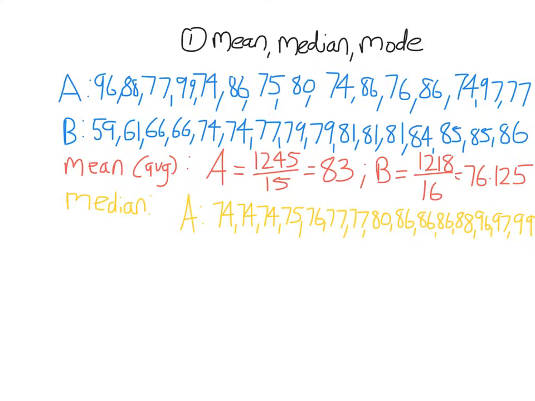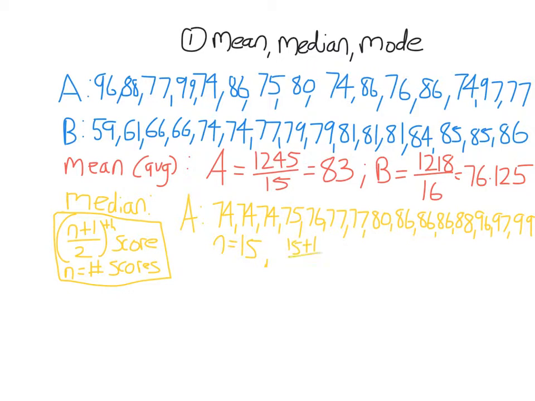It's hard to know which one, so a formula you might like to use is this. If you're not sure which is the middle score, you can take n, the number of scores, add 1, and divide by 2. That doesn't actually tell you the median, it tells you which score is the middle one. In A, n equals 15 because there are 15 scores. So 15 plus 1 over 2 gives 8. That means the median is the 8th score.